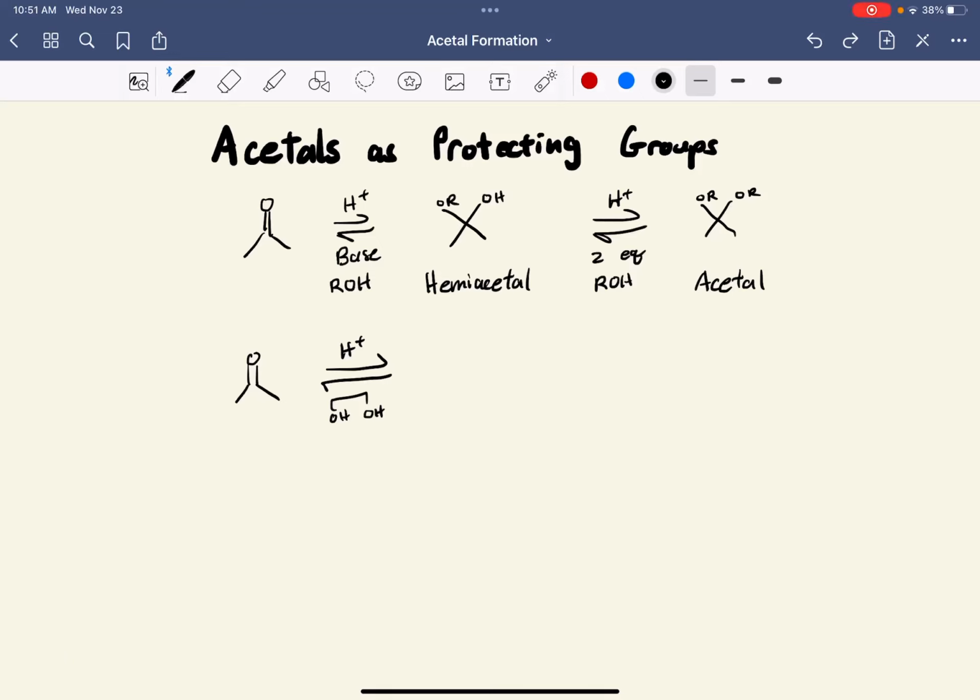Hello, so today I'll be going over acetals as protecting groups. Just a quick review, if you have a ketone, in this example it's acetone, and you react it under acidic or basic conditions with an alcohol like ROH, you can form a hemiacetal. We can track the carbons here. The original oxygen on the ketone is the same one on the alcohol group of the hemiacetal.